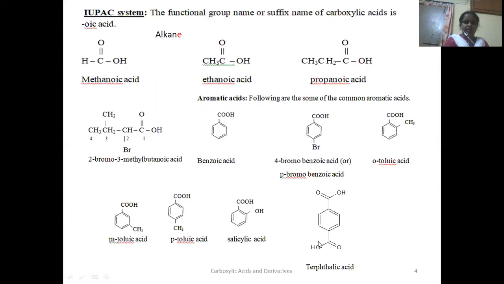Let us see the other nomenclature, that is IUPAC nomenclature. It is very similar to alkanes. For example, when you write alkanes means CH4, C2H6.